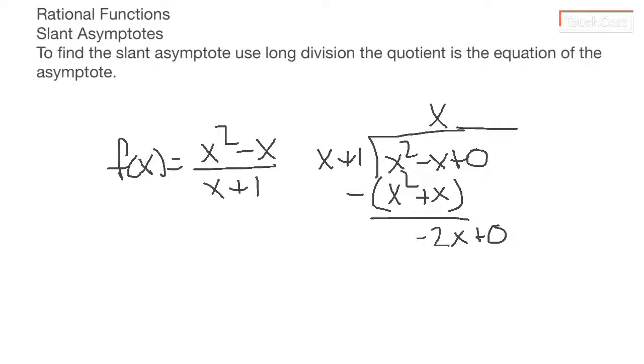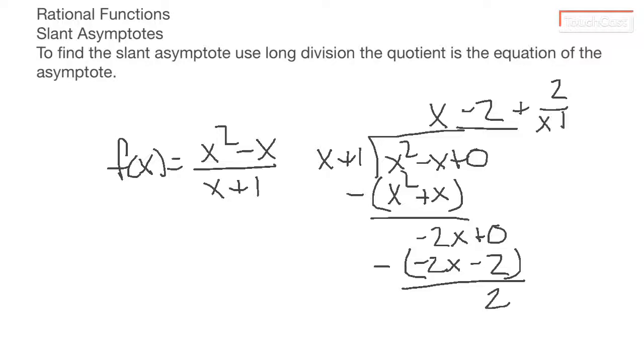So now we ask ourselves, how many times does x go into negative 2x? That is negative 2 times. So we go negative 2 times x, negative 2x, negative 2 times 1, minus 2. We subtract that entire expression. The 2x terms cancel each other out. 0 minus negative 2 is 2. So we have a remainder of 2 over x plus 1.